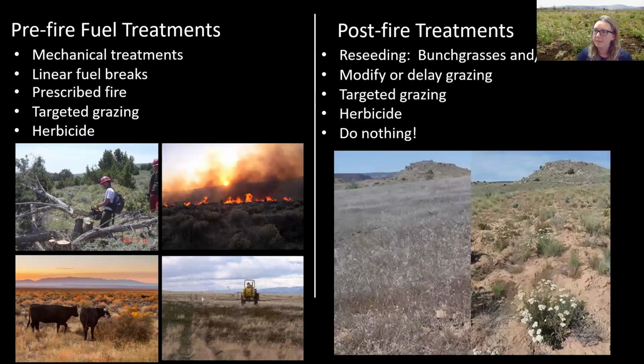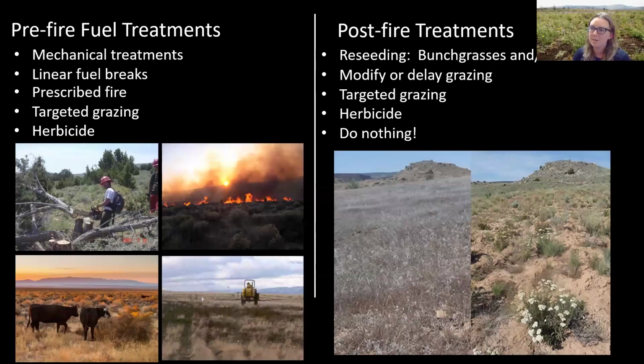If the site does burn, you still have options. Again, you might consider whether reseeding or planting bunch grasses and/or native shrubs back onto the site would be beneficial. Sometimes folks consider modifying or delaying grazing, using targeted grazing to get at the cheatgrass that we often see in the early years after fire. Herbicide is a good post-fire option. It's usually only effective for a couple of years.